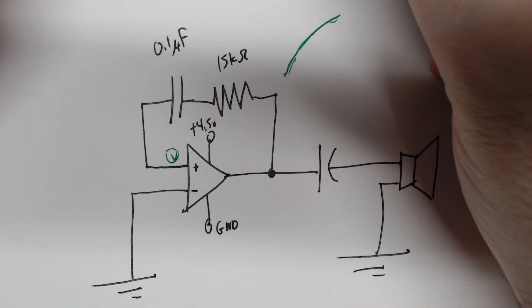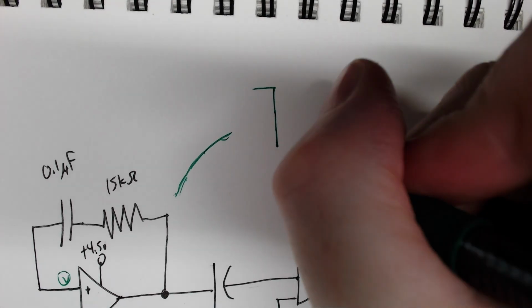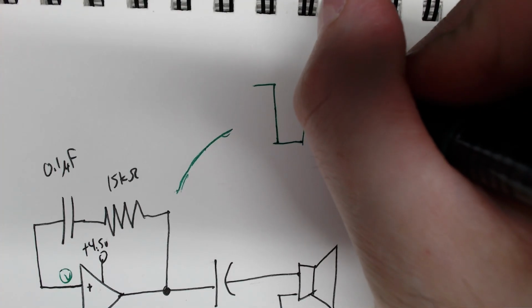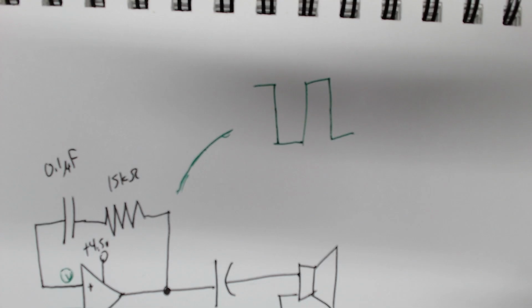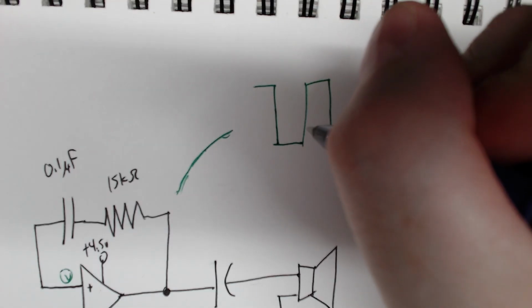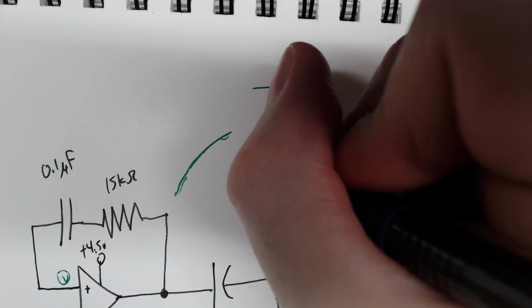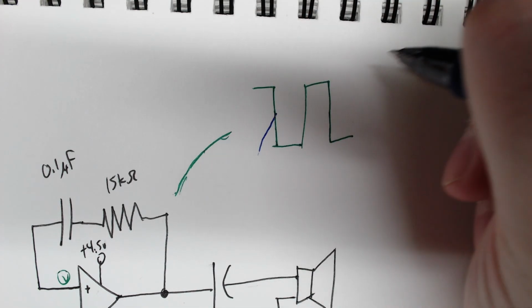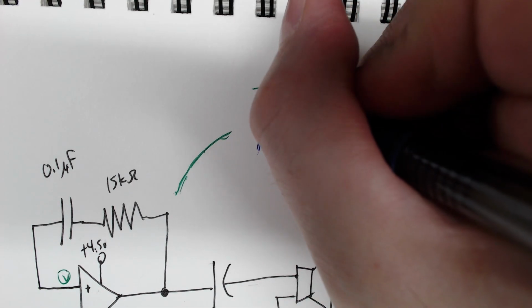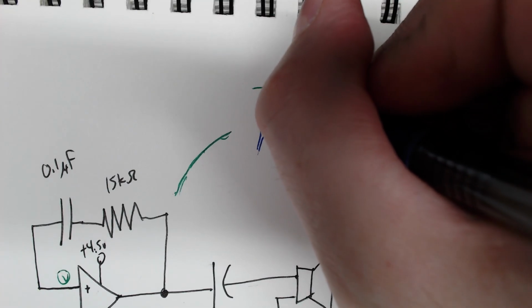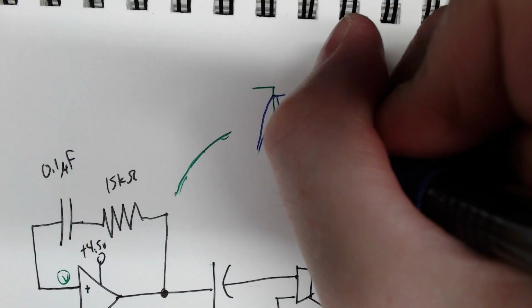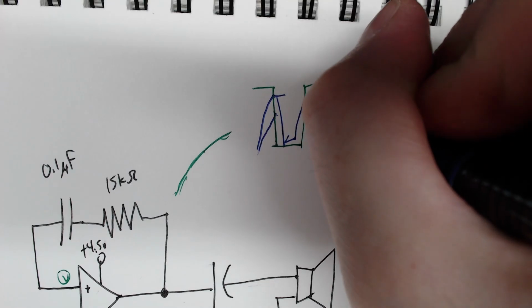So the output's going to be something like this. As that capacitor is discharging, it's going to be kind of like this. I guess it's going to be more kind of like this. It's going to reach some threshold. It'll drop down like that. It'll discharge. It'll kind of do this.